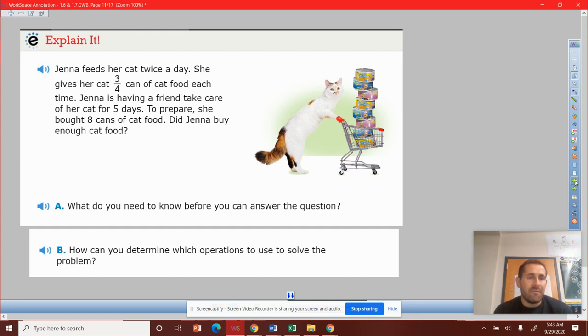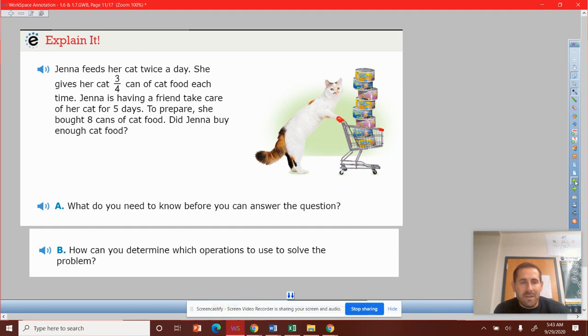All right, here's the problem. Jenna feeds her cat twice a day. She gives her cat 3/4 can of cat food each time. Jenna is having a friend take care of her cat for 5 days. To prepare, she bought 8 cans of food. Did Jenna buy enough food?